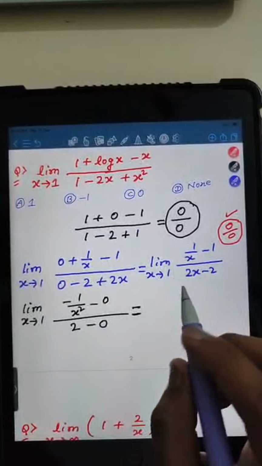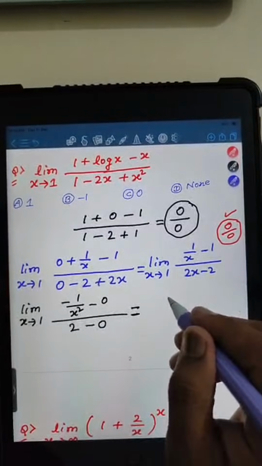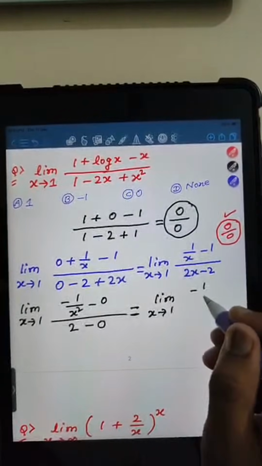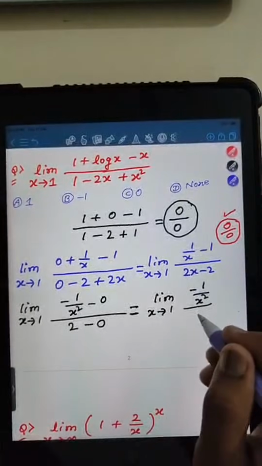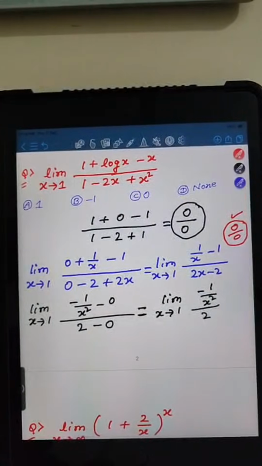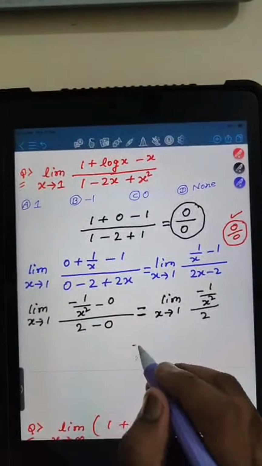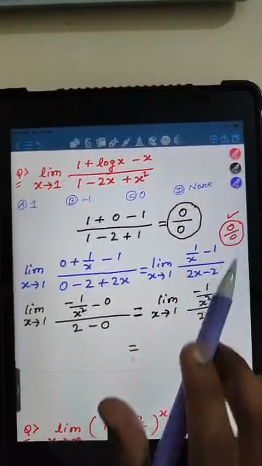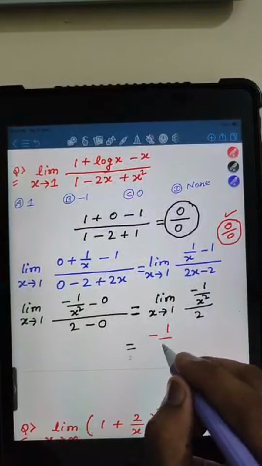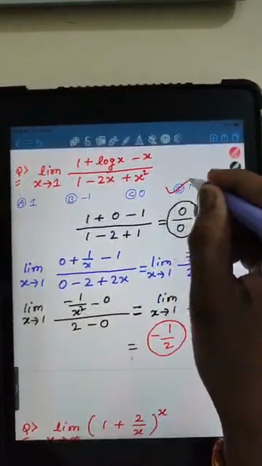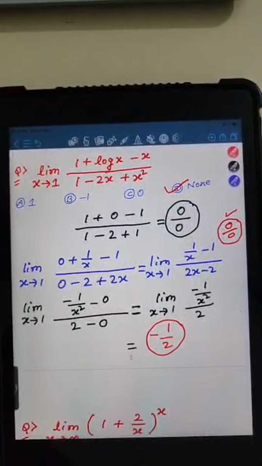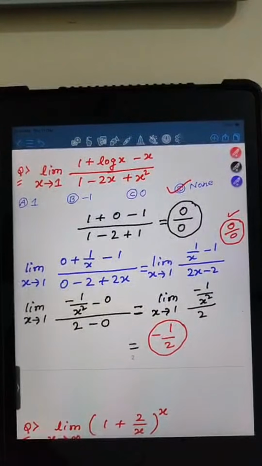I can understand. Okay. So you will get this thing, that is limit x approaches to 1, and then minus 1/x square upon 2, right? Now, what you have to do? You have to again put the limit and see whether the indeterminate form has been removed or not. When you put x equal to 1, you will get minus half. That is, option D is the correct answer. The limit comes out to be -1/2. So that's why option D will be the correct answer, that is none.